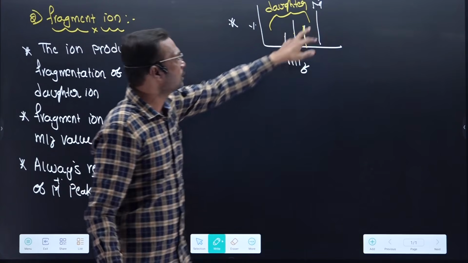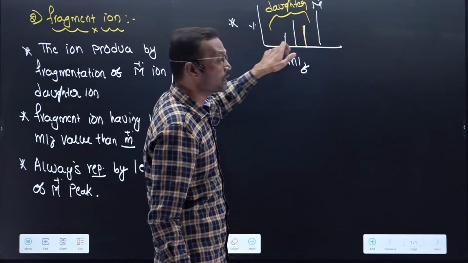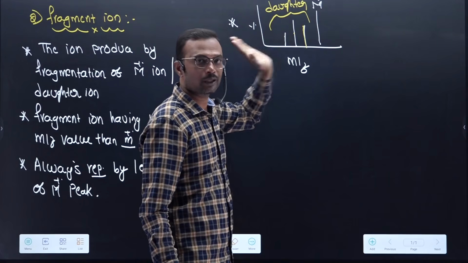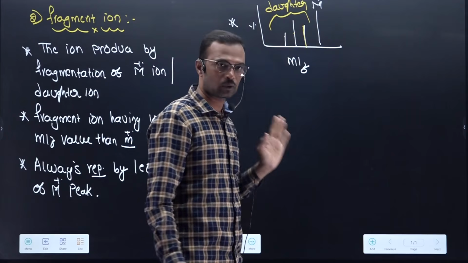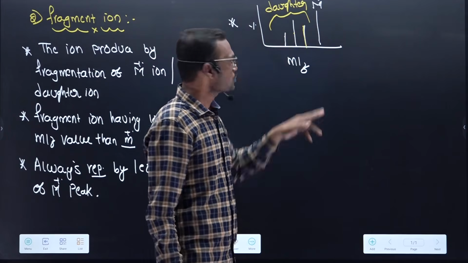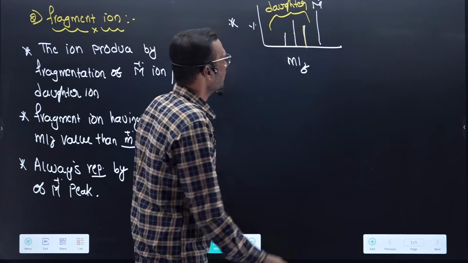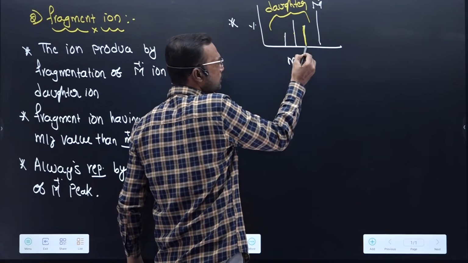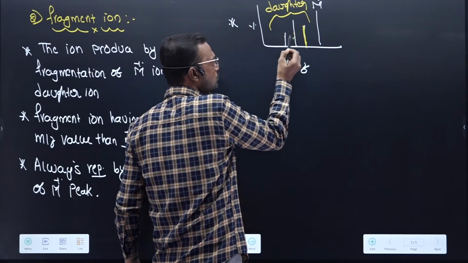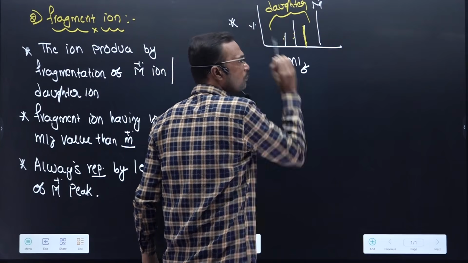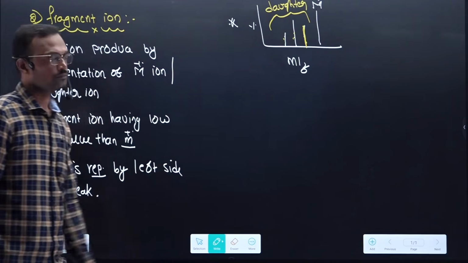Don't think that the molecular ion will give these three at a time. On the spot it is not possible, but initially these three are produced by the molecular ion only, not directly. So these three are coming from the molecular ion, but initially the molecular ion will give this peak, first fragmentation, next fragmentation, this will give this one, this will give this one, but all are coming from the molecular ion only, not directly.